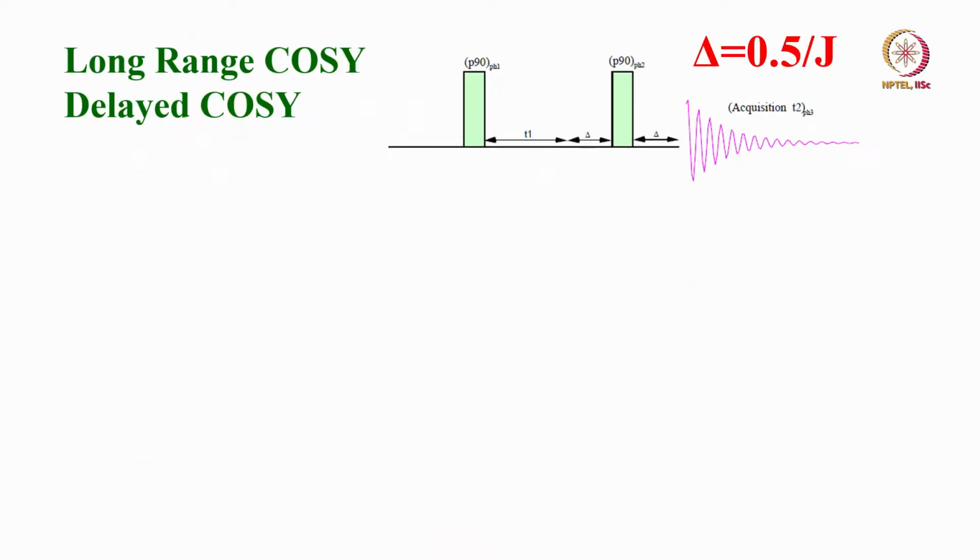Okay. So another experiment is called long-range COSY. It is also called delayed COSY, or delayed correlation spectroscopy. What we have to do is use the same 90-t1-90 sequence, but before and after the second 90 pulse a small delay is introduced.